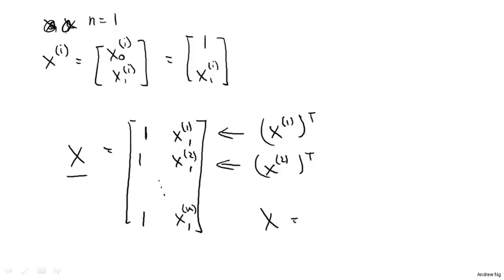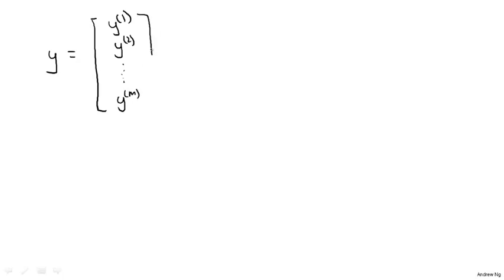And X, by the way, is sometimes called the design matrix, but I'm not going to worry too much about what it's called. The second thing I'm going to define is a vector y. The way I'm going to construct my vector y is I'm just going to take all the labels in my training set, y1, y2, down to ym, and just stack them in a big vector. So this is going to be an m-dimensional vector. Sometimes I'll draw an arrow over y just to denote that it's a vector.